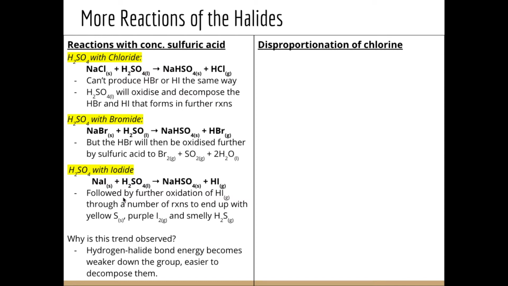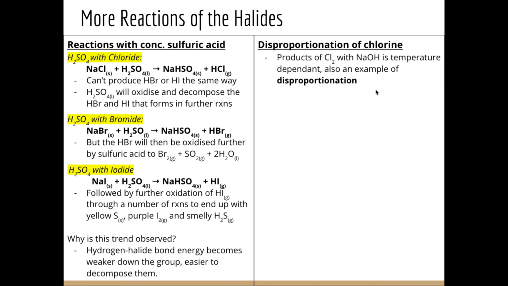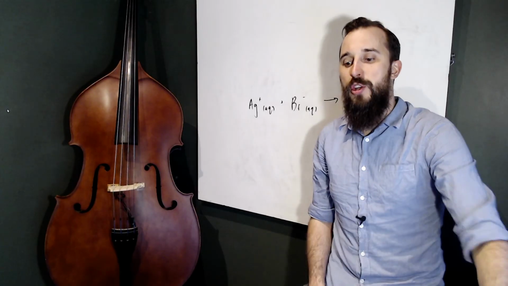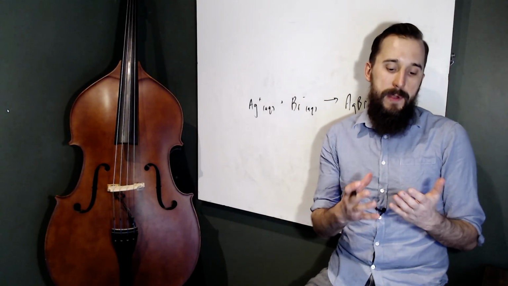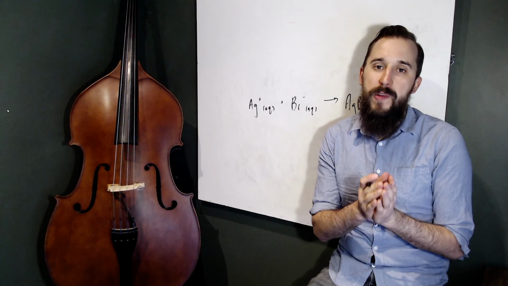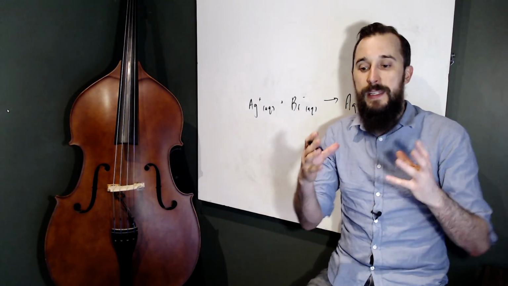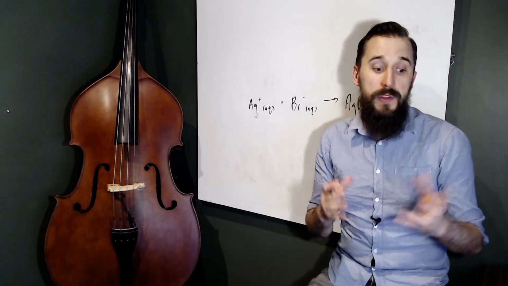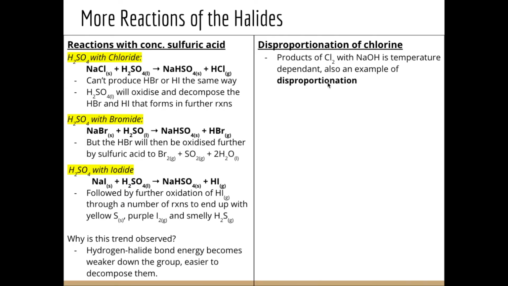Another reaction we need to be familiar with is what's called a disproportionation reaction. We're going to look specifically at chlorine. The products of chlorine with sodium hydroxide are temperature dependent, and it's also an example of disproportionation. There are two things we've got to take away from this section. Firstly, the different products that we can form when we react chlorine with sodium hydroxide based on the temperature, but also the fact that these are both types of disproportionation reactions. What does this mean, you ask? Well, it's a type of redox reaction where the same species is both oxidized and reduced.